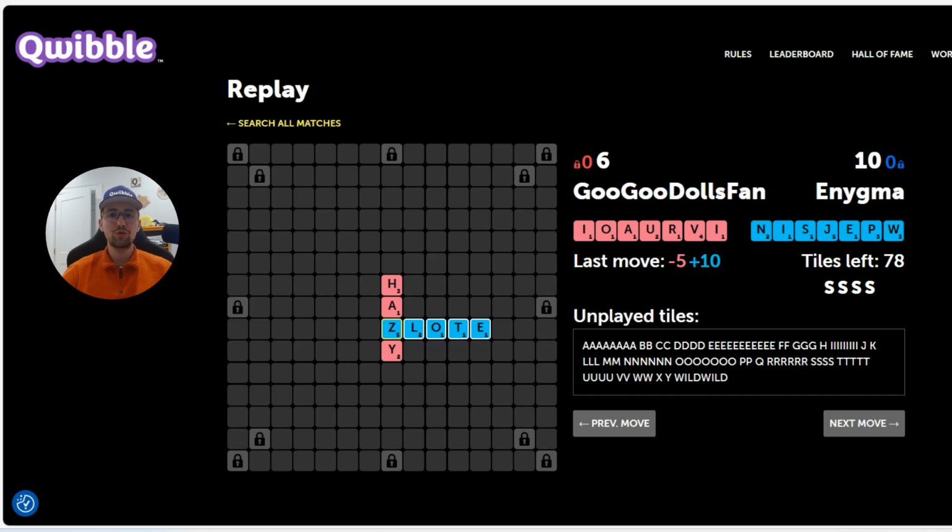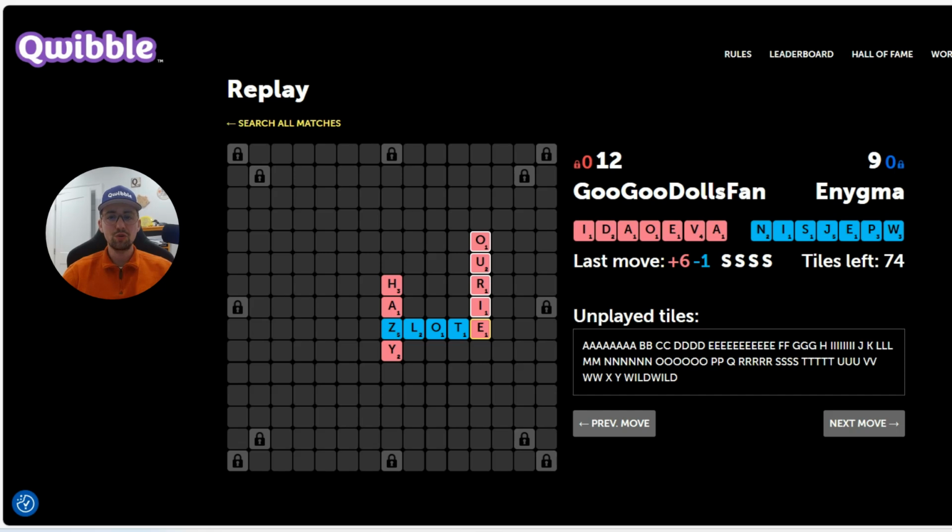You want to really try to make words in Qwibble that can't be easily hooked, because if somebody hooks your word, they're going to get all of the points for that entire word back. That was part of the reason as well I chose Hazy, because Hazy doesn't have any front or back hooks. But on this play, I decided to play Uri to the E in Zloty, taking a 12-9 lead.